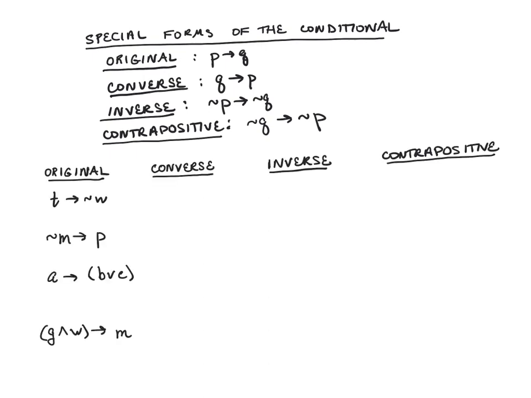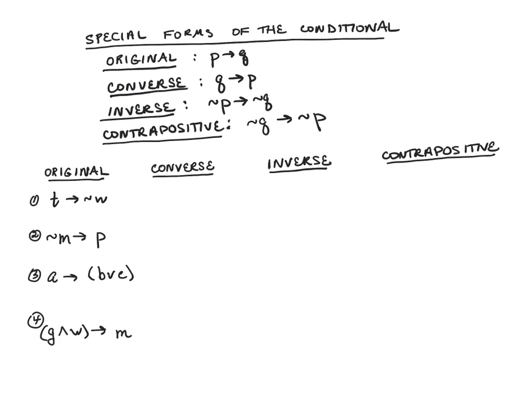So let's copy this chart. I have 4 original conditionals. So I'll call this 1, 2, 3, and 4, right? And I'd like to write with you the converse, inverse, and contrapositive of each of these original conditionals in simplest form. Okay? All right, let's do the first one together.